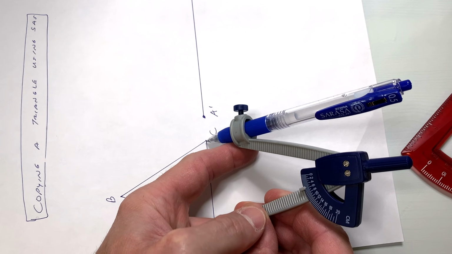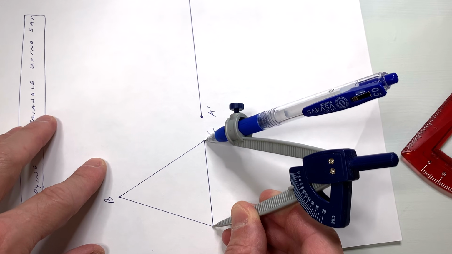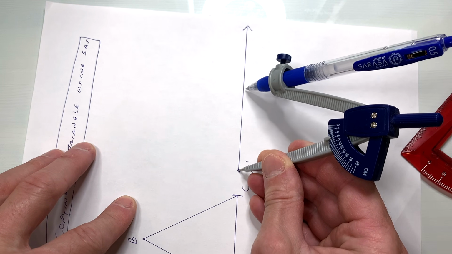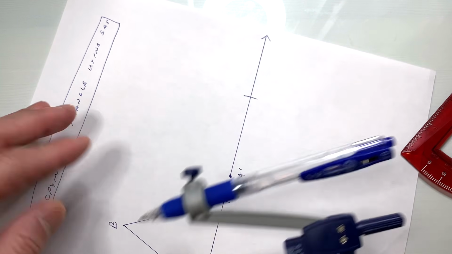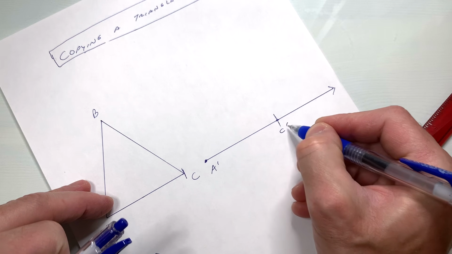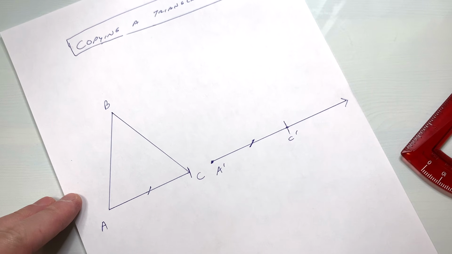You open it up so it just barely reaches this point here, point C, and I just draw a little arc to show I measured that, and then carry that over here onto the ray. Where that intersection is right here, this is going to be our point C prime, and you can see that A prime C prime is congruent to AC.